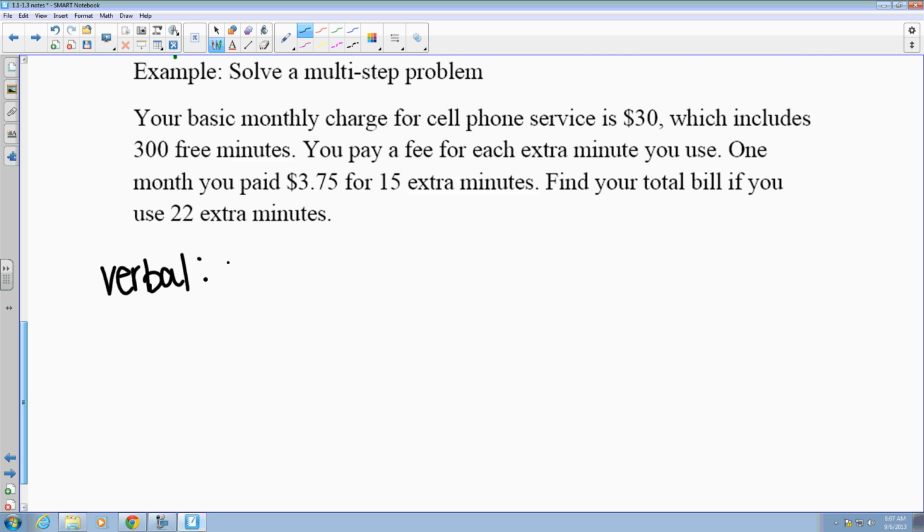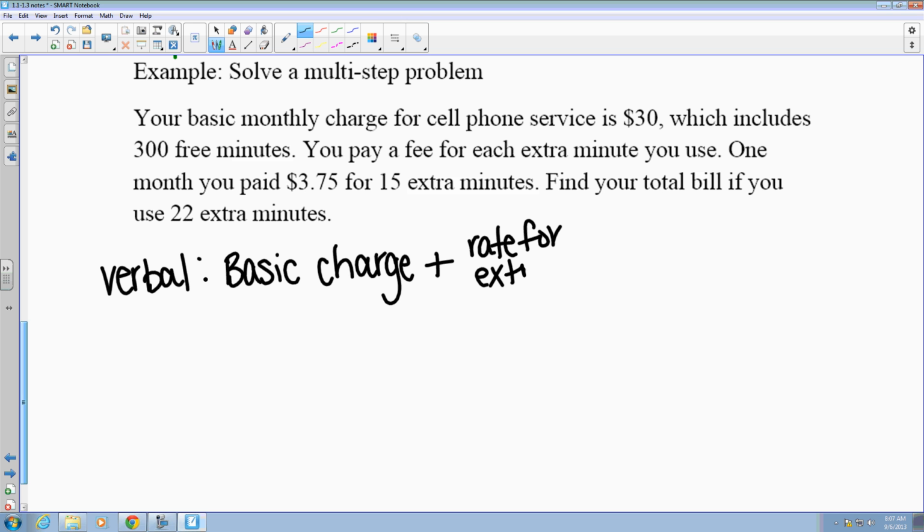We always start with that basic charge of $30, but we're not putting in the numbers yet. Basic charge. We would add on that extra fee based on how many extra minutes you used. So we have to find the rate for the extra minutes, however much it costs per minute. And of course you want to multiply that by the number of minutes that you used. Okay, so that was all words. We don't want to put in any numbers right away.